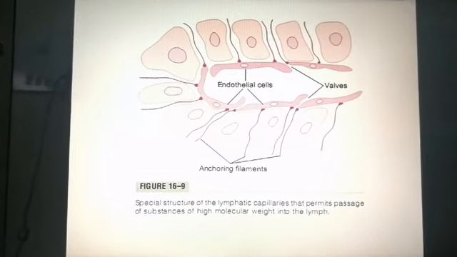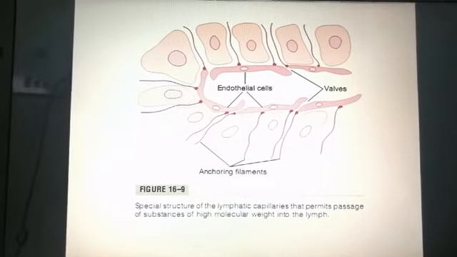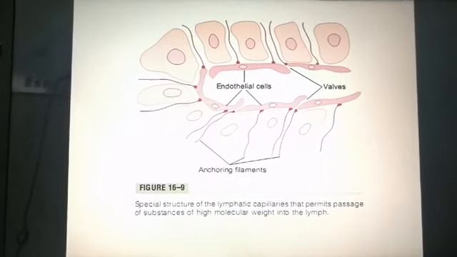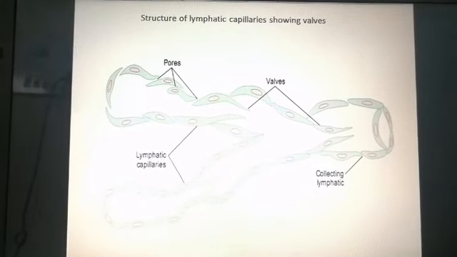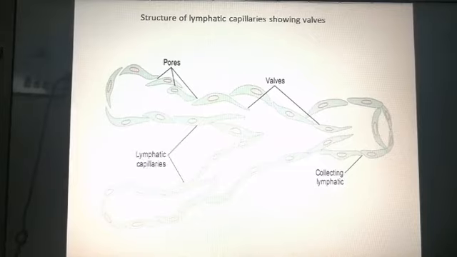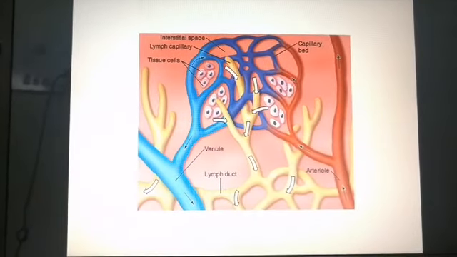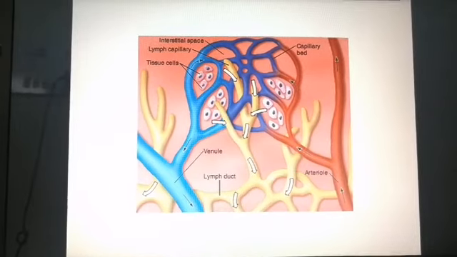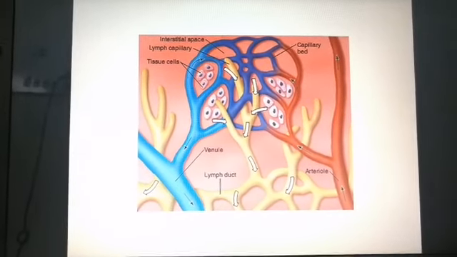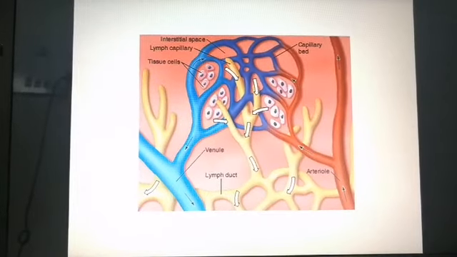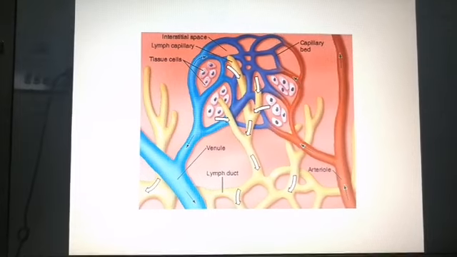You can see here the endothelial cells overlap each other, forming a valve. You can also see here the overlapping of endothelial cells and formation of valves. Interstitial space. In yellow there are lymph capillaries which are surrounding the capillary bed.